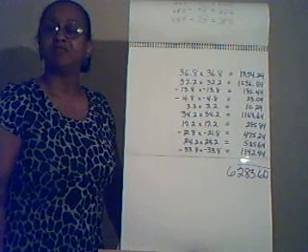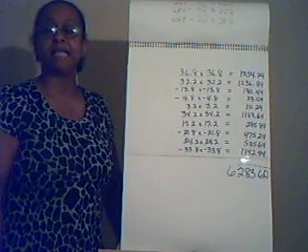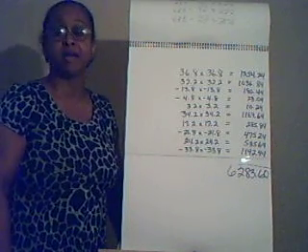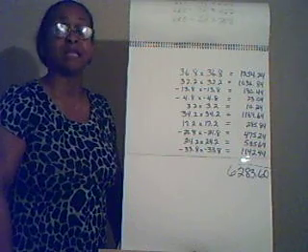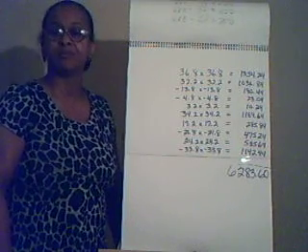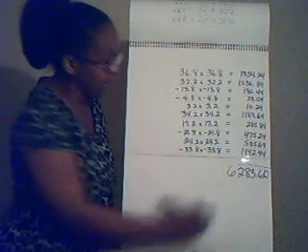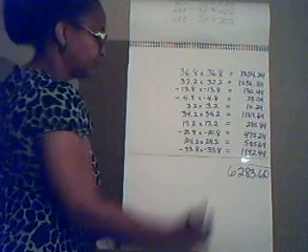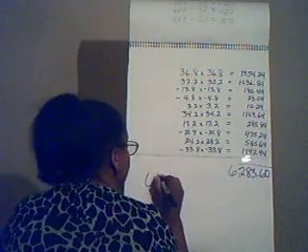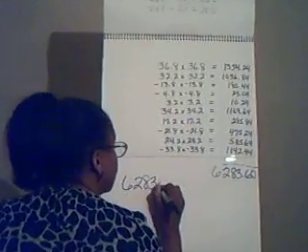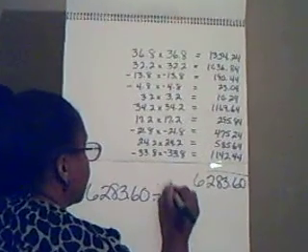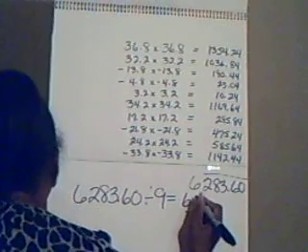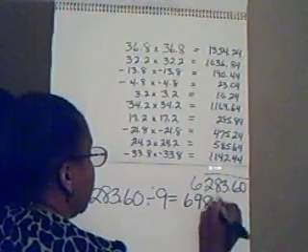Step 5, divide by the total numbers less 1. What that means is our original data set consisted of 10 numbers. So we're going to subtract one number, which means 10 minus 1 equals 9. So we're going to divide 6283.60 by 9. And your answer will be 698.18.